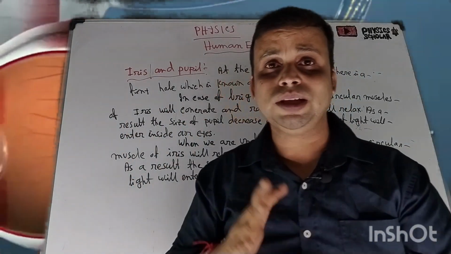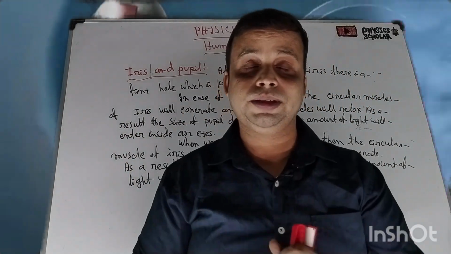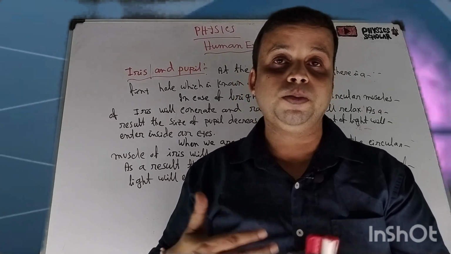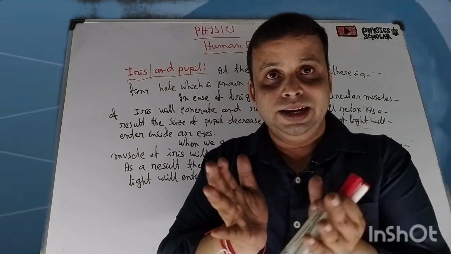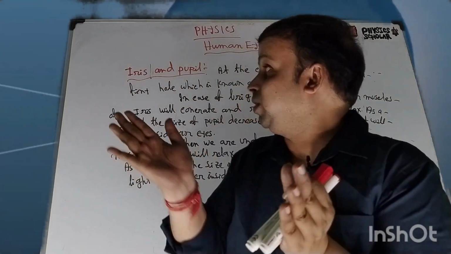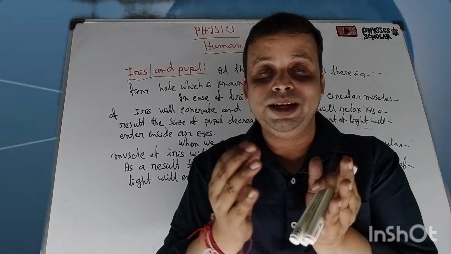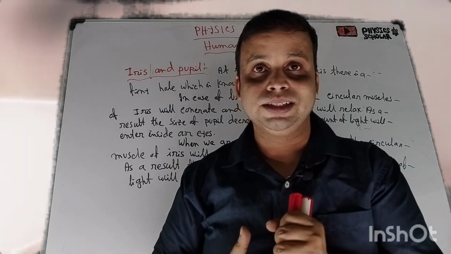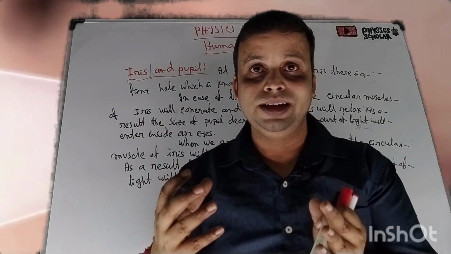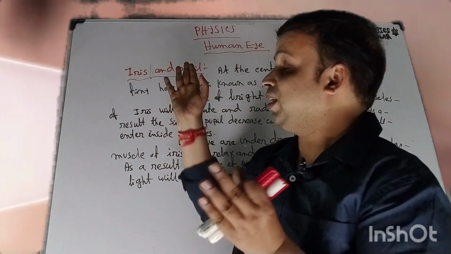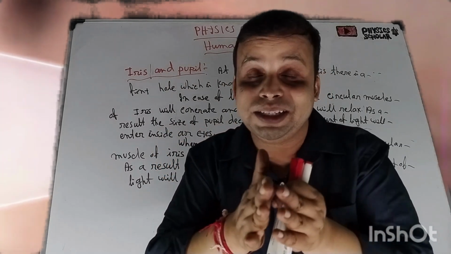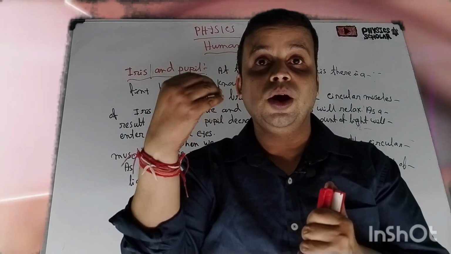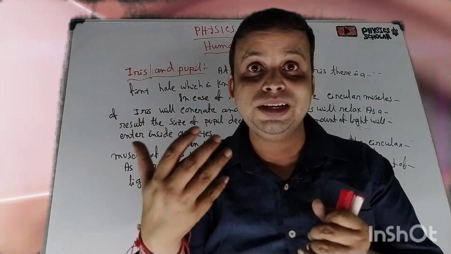Now suppose we are under dim light for some hours or for some time. Then what will happen? The size of the pupil will increase, so that more light can enter. Suddenly if bright light comes, then what will happen? The pupil needs some time to readjust, to decrease its size, clear. That's why we cannot look at the bright light immediately.